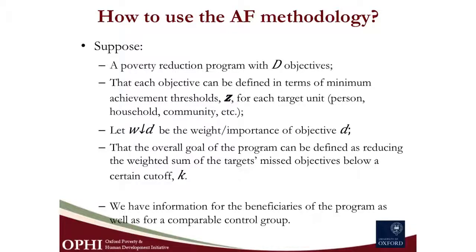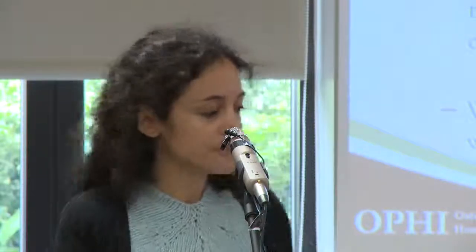Then I might also have objectives with different importance. So for me, maybe nutrition is more important than housing. Easy. I just give them different weights based on my policy priorities.